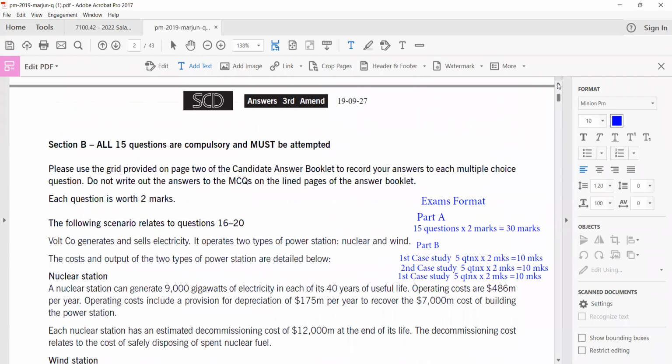Now, I have displayed some issue of part B. So the part B here, we call it session B. So session B, all 15 questions are compulsory and must be attempted.